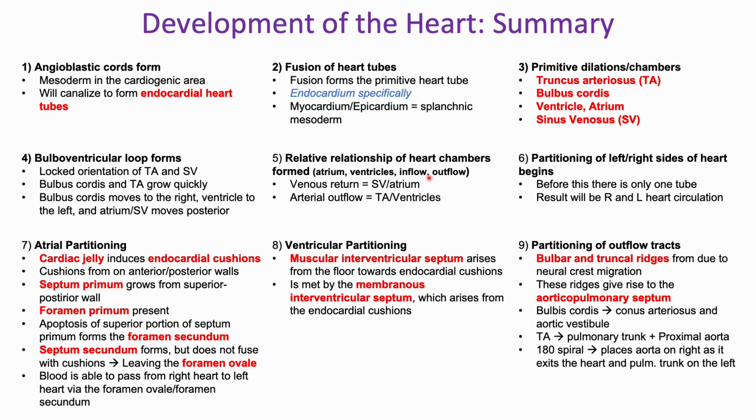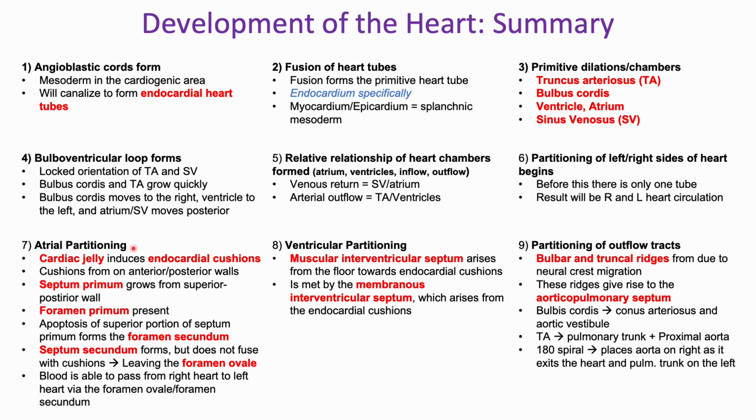Okay, so now we have the relative relationships of the heart chambers formed. Again, the venous return is going to be from the sinus venosus and atrium. We expect this is how blood flow returns to the heart in adults. And the outflow tract via the truncus arteriosus and ventricles. Again, recognizing this is eventually going to give rise to your aorta and pulmonary trunk. Now, again, this is only one tube, so the fusion of the heart tubes gave us one tube, but we need to partition these into left and right sides.